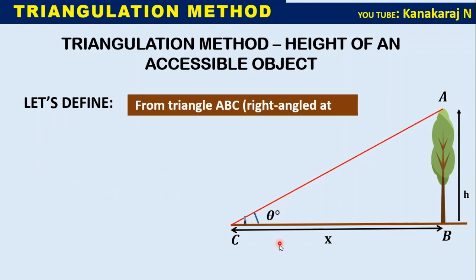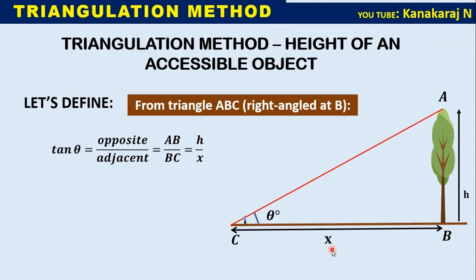From the triangle ABC, this ABC triangle is a right angle triangle and the right angle falls at B. Tan theta equals opposite side divided by adjacent side. The opposite side is AB equals h and the adjacent side equals BC equals x.